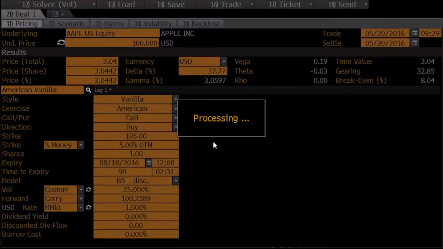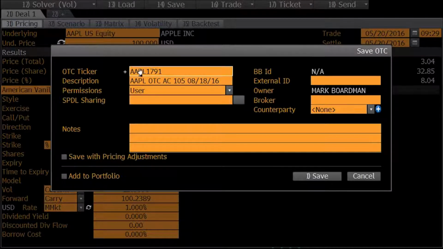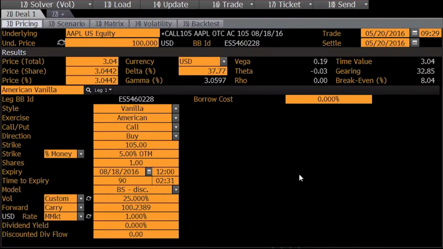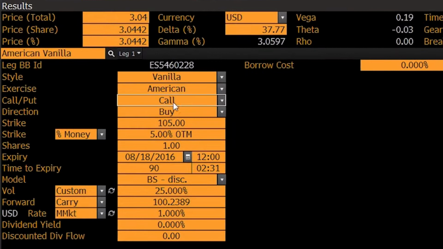I'm going to save it. I'm going to give it a name of Call 105 because that's where the strike is. Save. And I can find this deal again in future using the code plus CALL105. I'm going to create a second deal now.